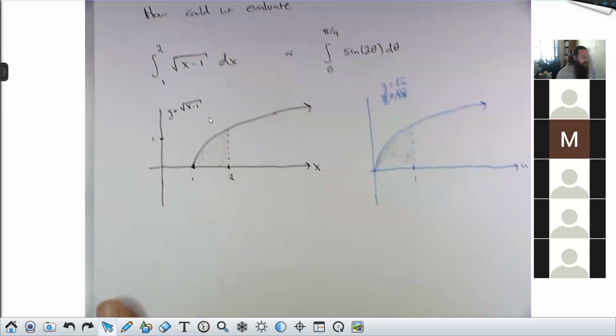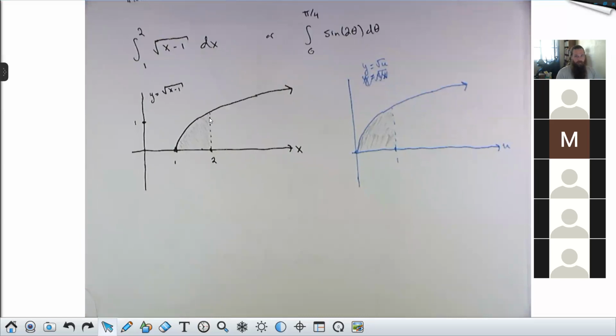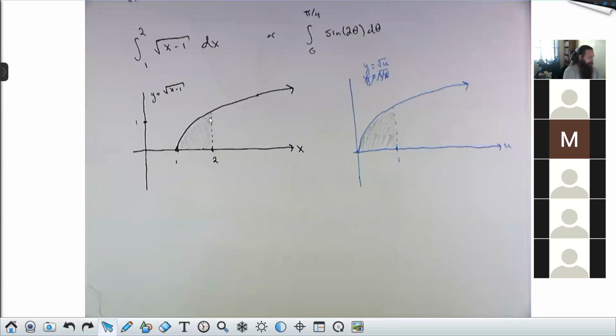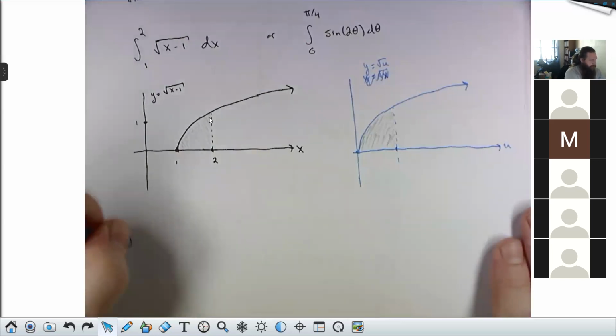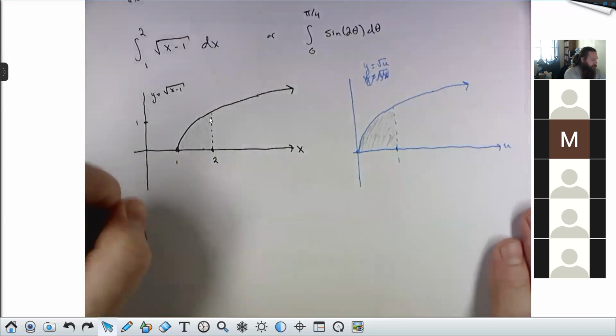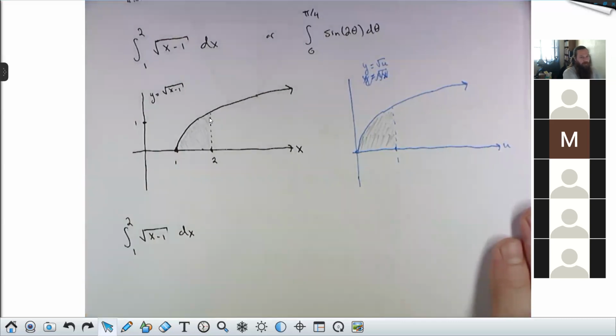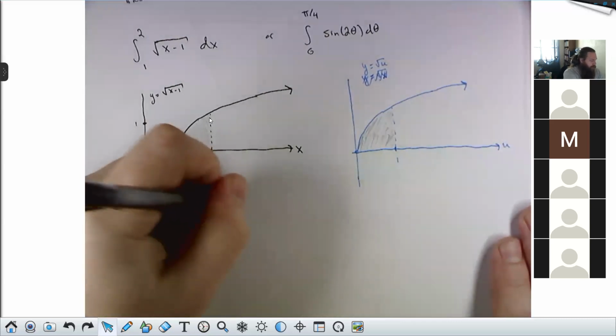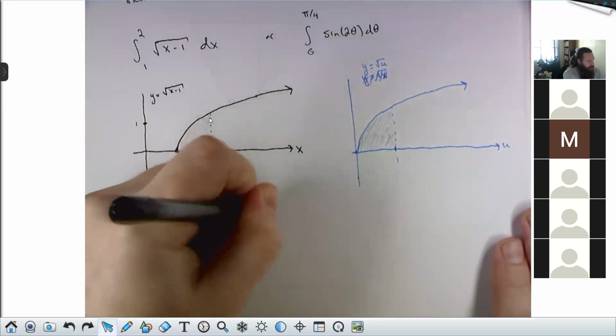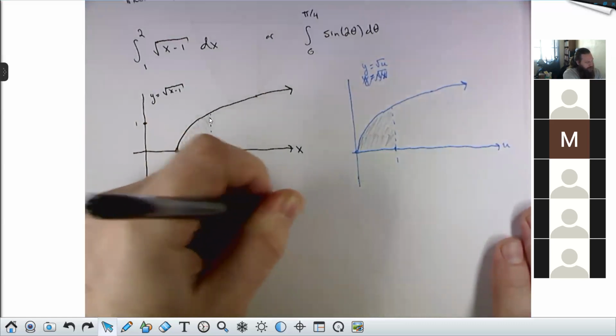And they can be much deeper than this. This is sort of the simplest kind of substitution, a translation. A substitution is a change of variables, or in terms of the picture, it's a change of coordinates. So here's how this looks. I have the integral from 1 to 2 of square root of x minus 1 dx. And I say I'm going to substitute u equals x minus 1.